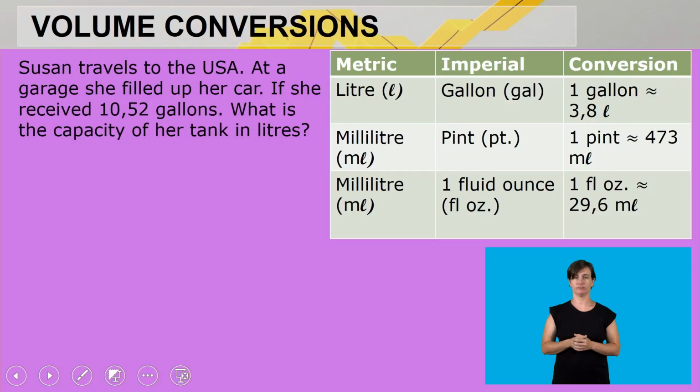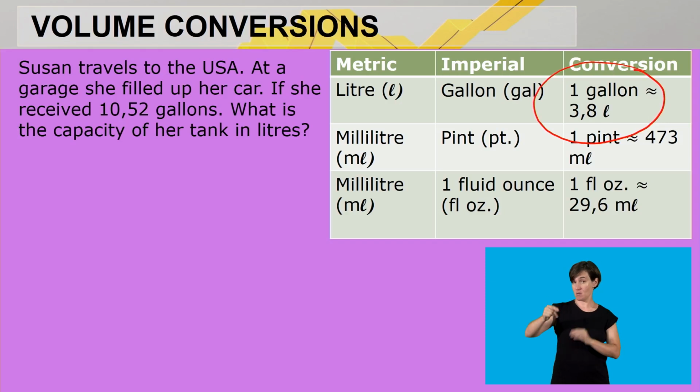If we look at an example, Susan travels to the USA. At a garage, she filled up her car. If she received 10.52 gallons, what is the capacity of her tank in liters? So now, let's go and look at our table again. What do we need to know here? We are going to work with the 1 gallon is 3,8 liters. So it's 1 gallon.